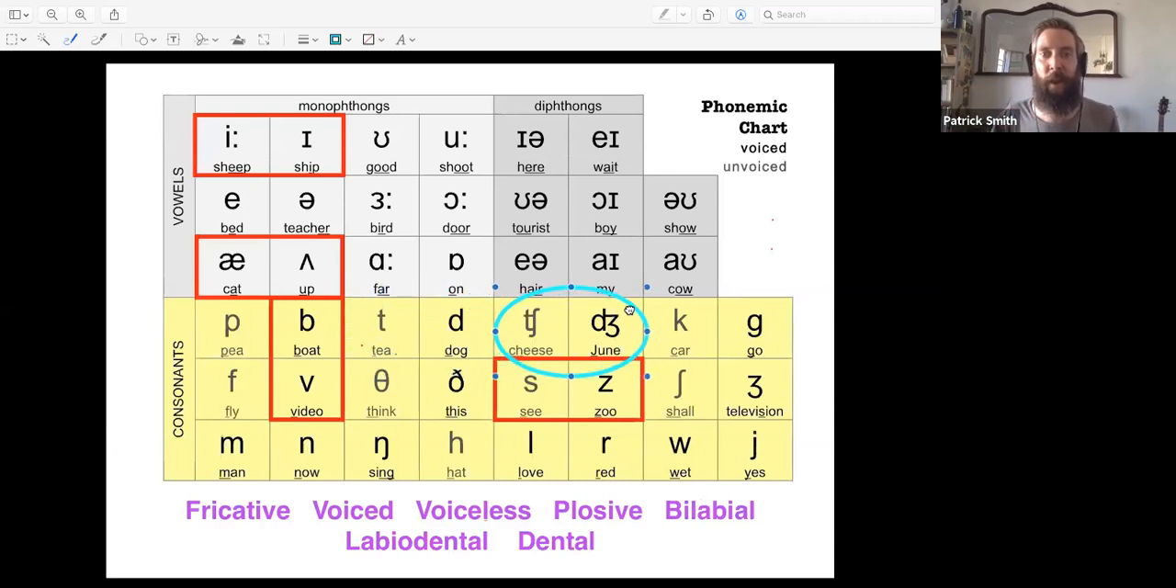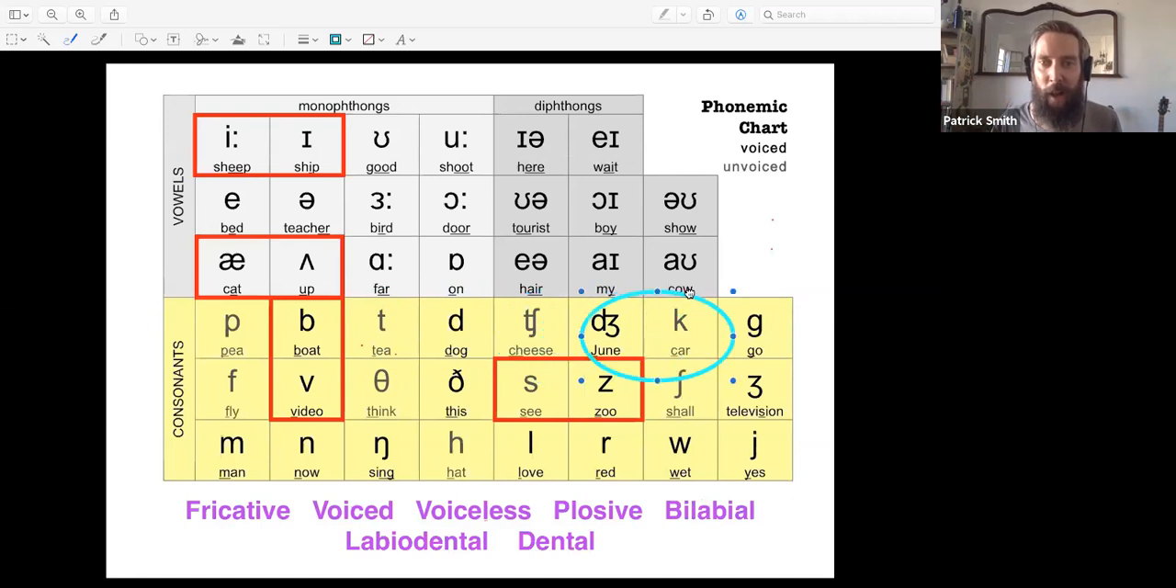We move to the next one. Ch, the ch in cheese and the j in June, same thing. I'm doing the same thing with my mouth. Ch, j, ch. My mouth's doing the same thing. The only difference is the j in June is voiced. J, j, June, yeah? And ch in cheese isn't, yeah? So we've got voiced and unvoiced.